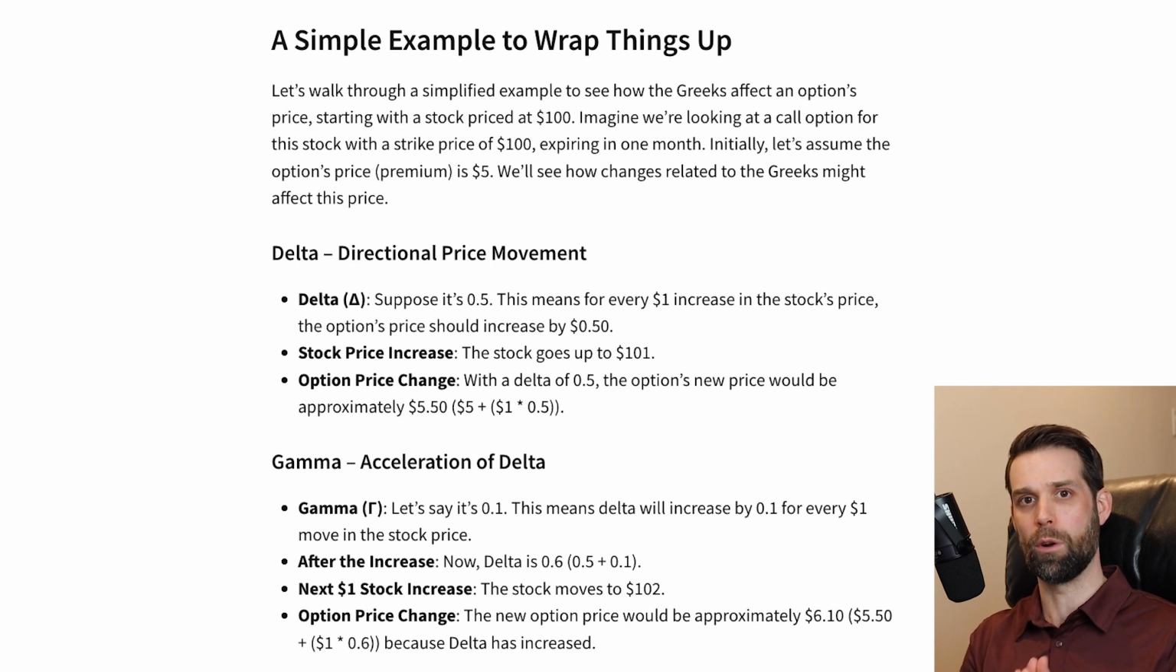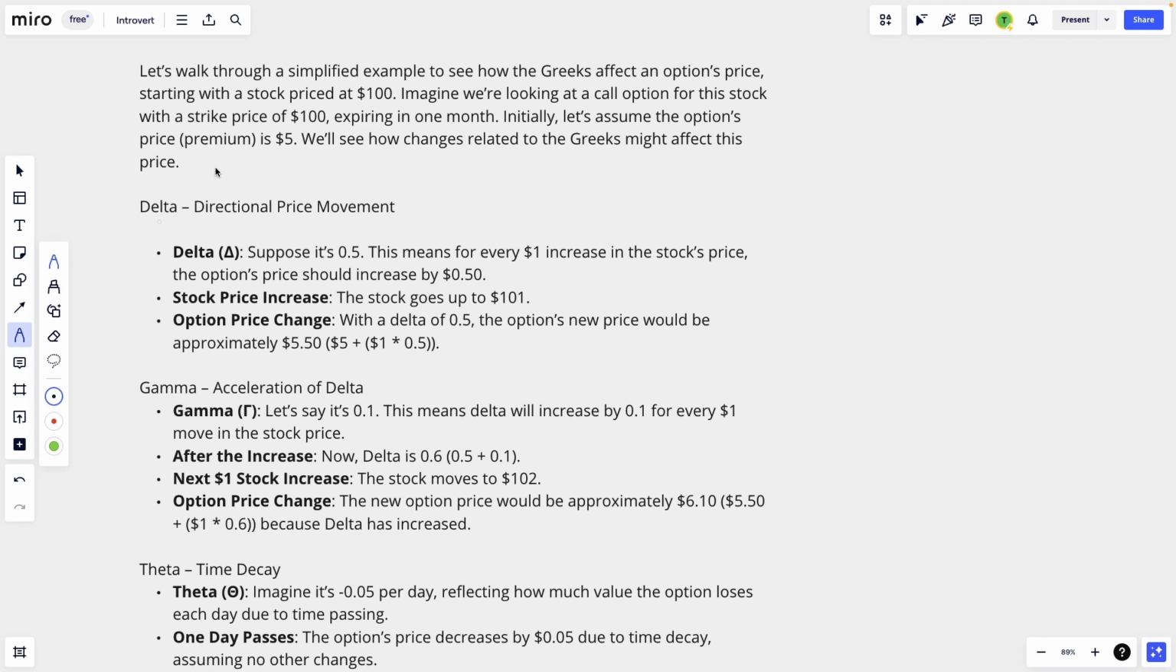So let's jump over to the whiteboard and we'll check that out. Okay, so let's walk through this simplified example and see how the Greeks affect an options price.